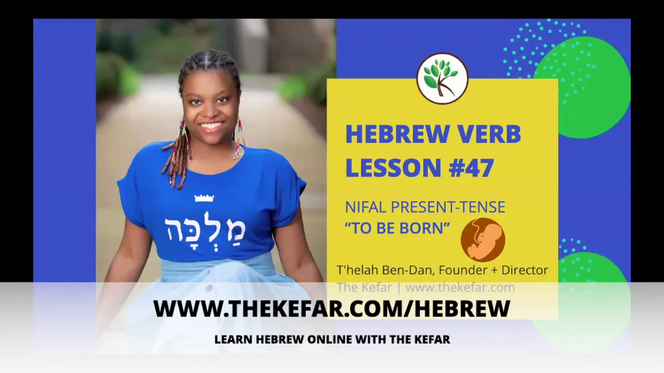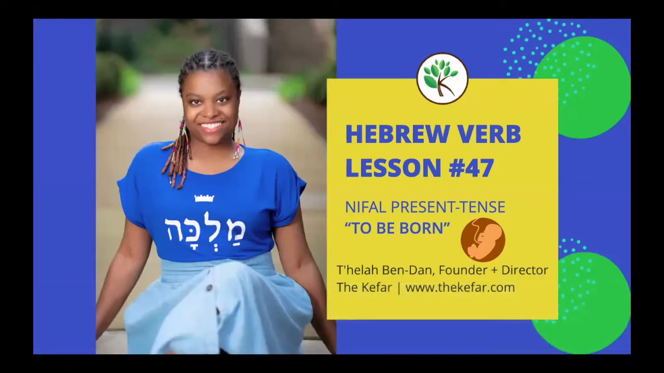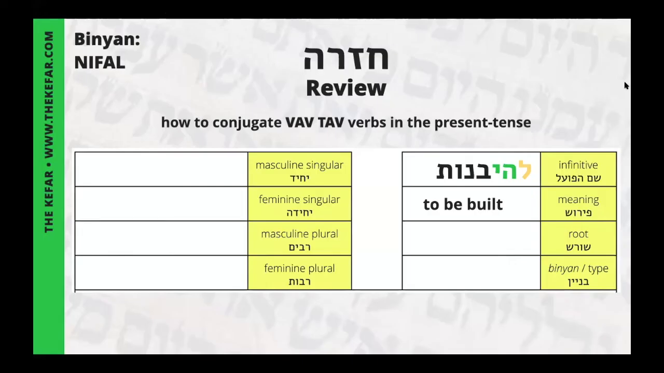This is Hebrew verb lesson number 47, and we are wrapping up our Nifal present tense verb conjugations with this final pattern. In our last lesson, lesson number 46, we learned the pattern for Vav, Tav, Nifal verbs, those verbs where the infinitive ends in a Vav and a Tav. The first verb was lehibanot, which is to be built, and we see already in the infinitive that it's a vav tav verb.